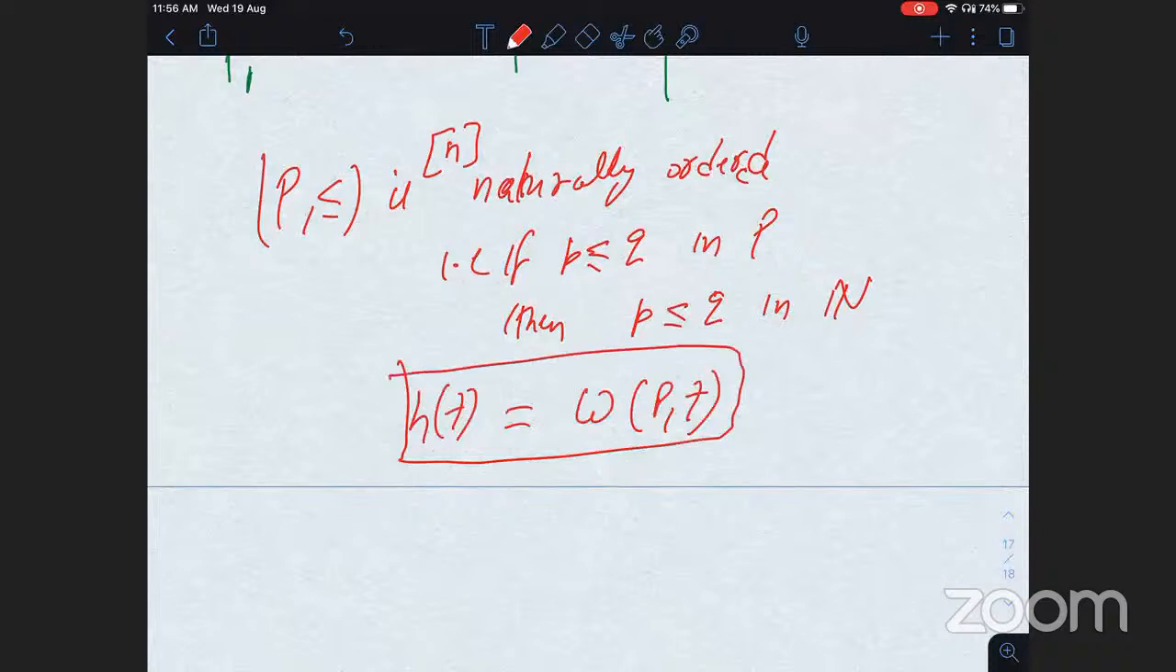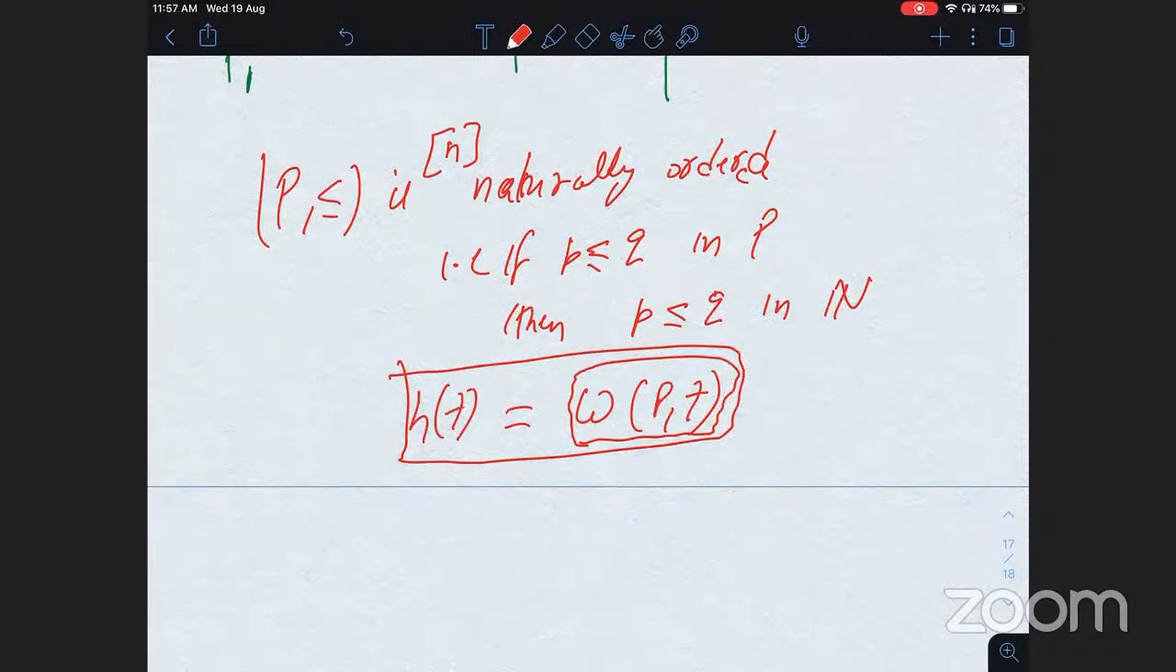In particular, if P is an anti-chain, then this linear extension function is actually the Eulerian polynomial. So how do you define this function, W_P(t)?